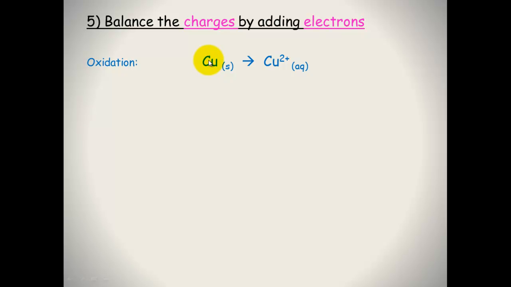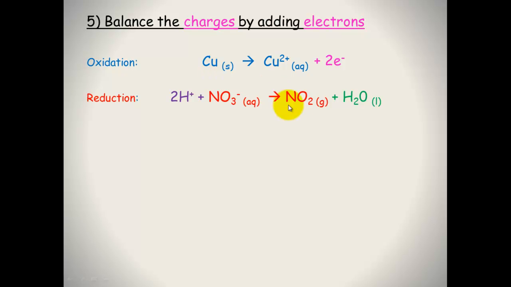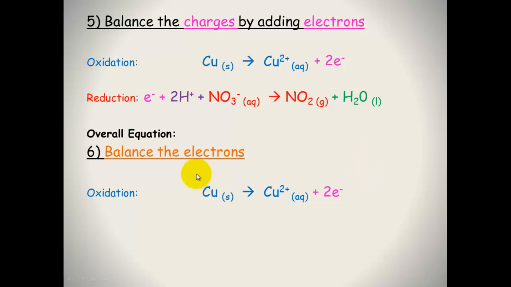Step 5, balance the charges by adding electrons. If we look, copper has gone from being 0 charge to being a 2+ charge. So to balance that out, we need to add 2 electrons to this side. Now we've got 2 negatives and 2 positives, that equals 0, and a total of 0 charge on the left hand side. Our reduction reaction, we've got 2 positive plus 1 negative equals 1 positive on this side. And on this side, we've got 0 charge. So we're going to need to add 1 electron onto the left-hand side. Now our charges on both sides are balanced.